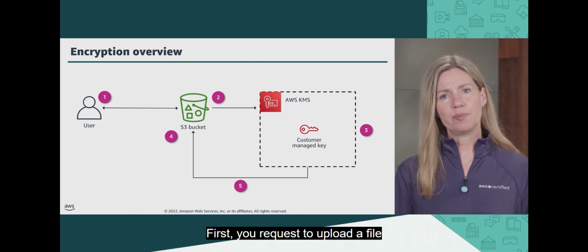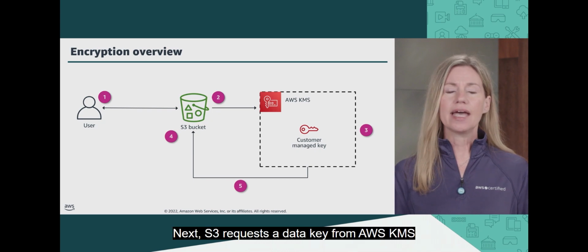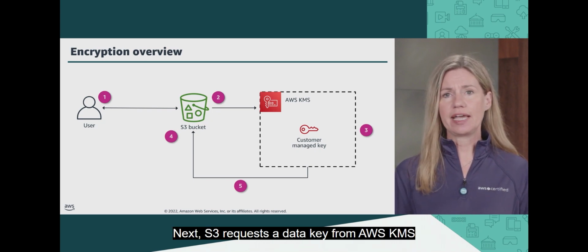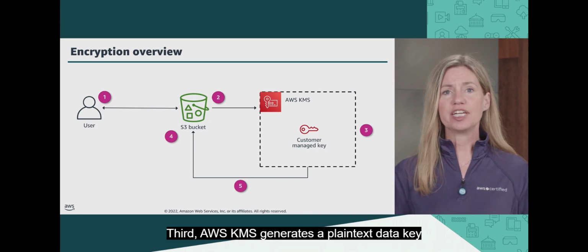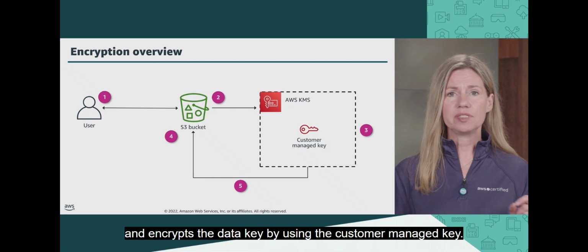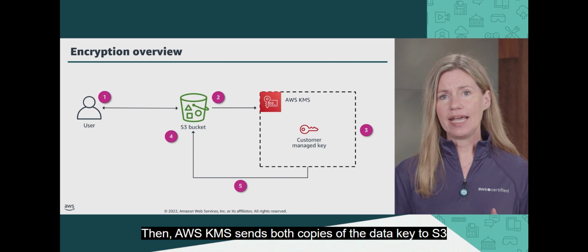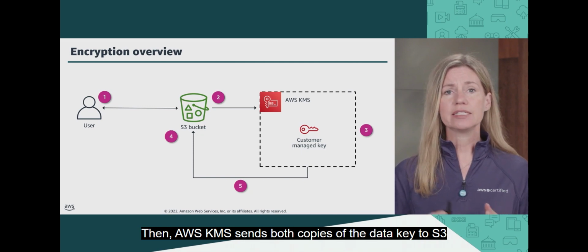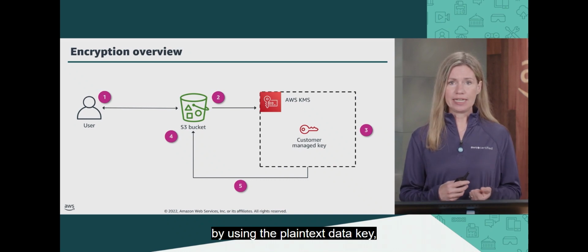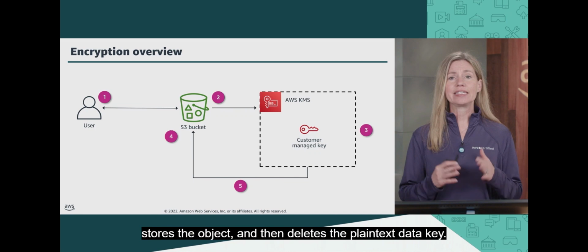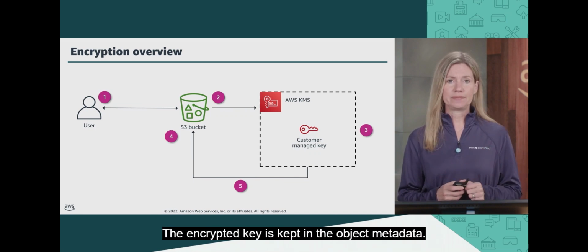First, you request to upload a file and store it as an encrypted object in an S3 bucket. Next, S3 requests a data key from AWS KMS to use to encrypt the file. Third, AWS KMS generates a plain text data key and encrypts the data key by using the customer-managed key. Then, AWS KMS sends both copies of the data key to S3. And finally, S3 encrypts the object by using the plain text data key, stores the object, and then deletes the plain text data key. The encrypted key is kept in the object metadata.